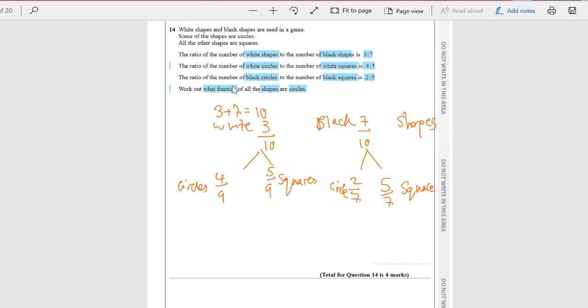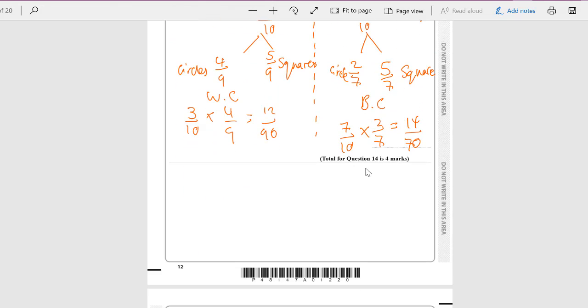So if we want to figure out how many of the shapes are circles, let's just separate this. So we can multiply 3 over 10 by 4 over 9. This will give us white circles. So that's 12 over 90. And then this is white circles. And here is black circles. So the same thing. So we've got 7 over 10 times 2 over 7, which gives us 14 over 70. So just using a different color here to differentiate.